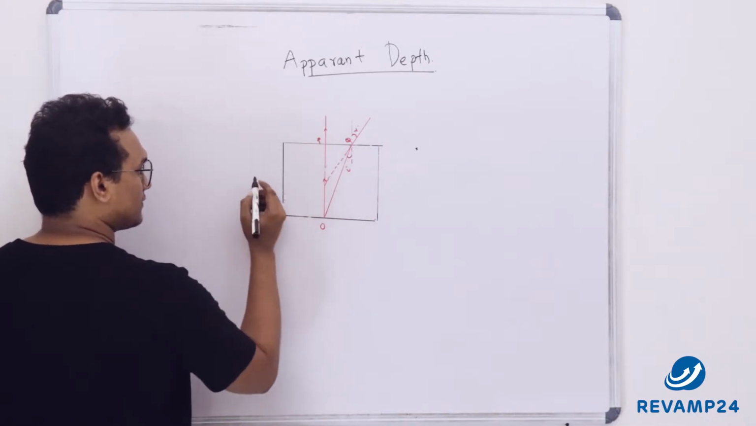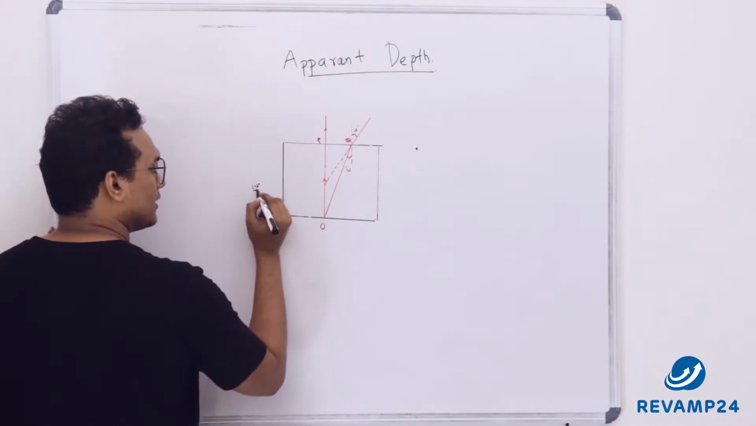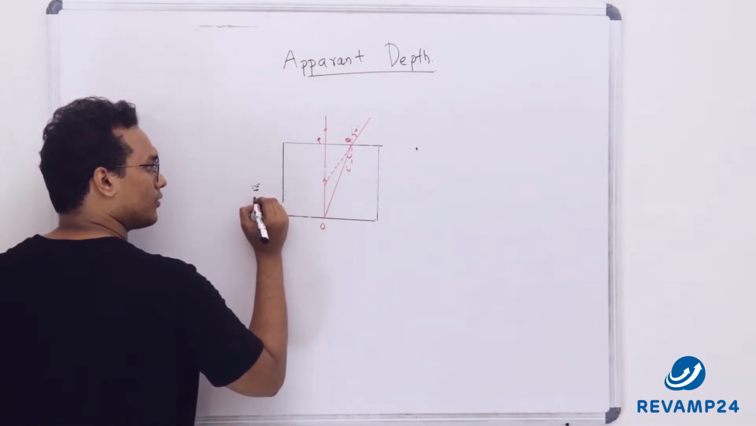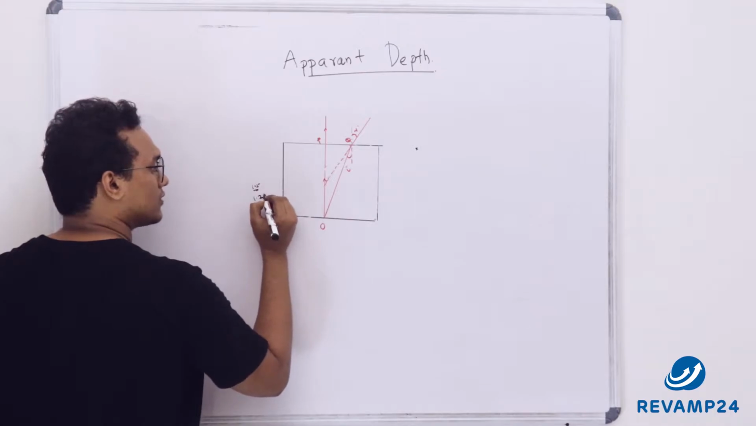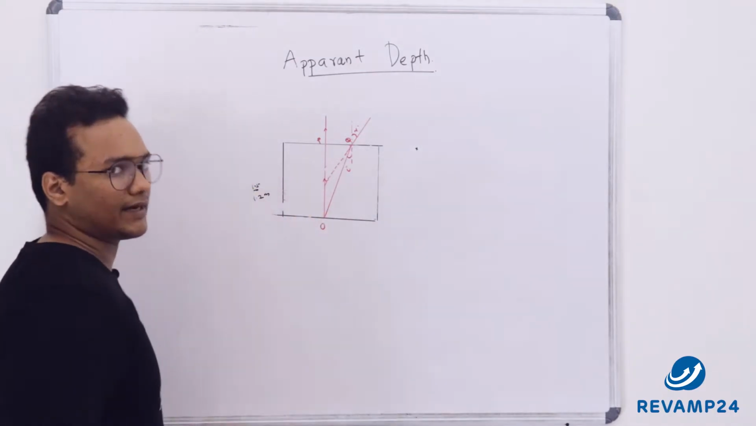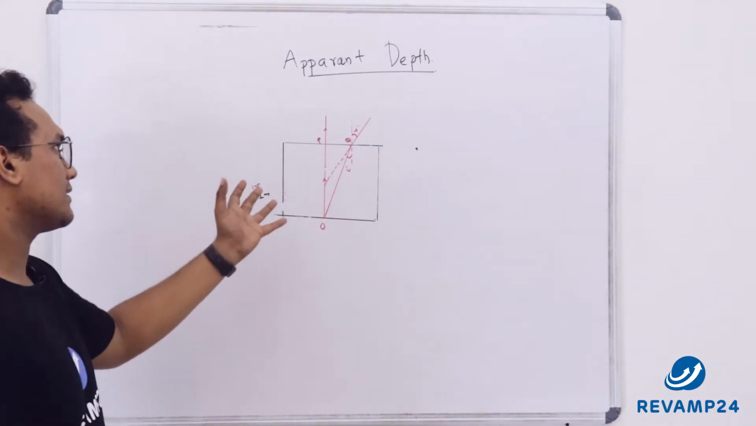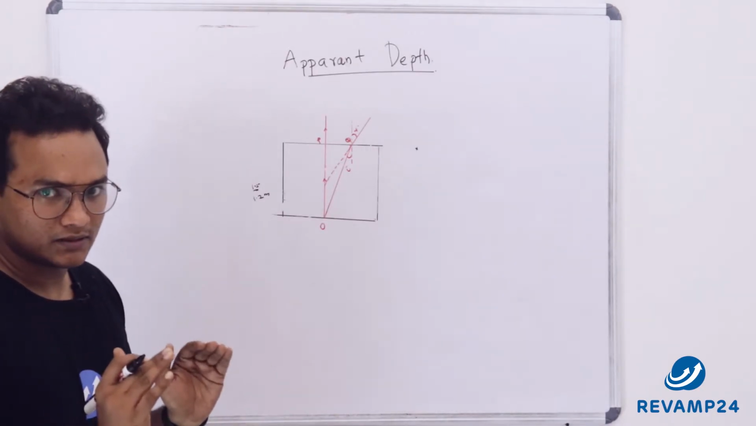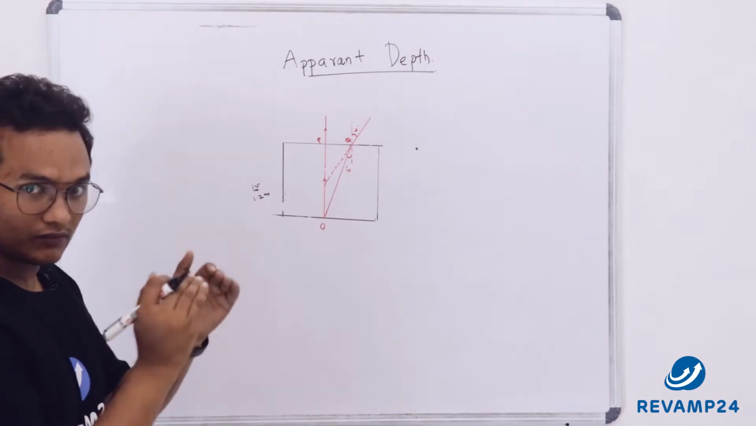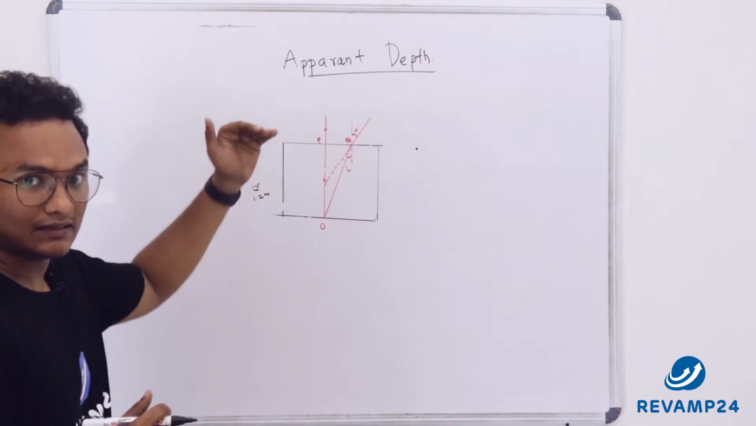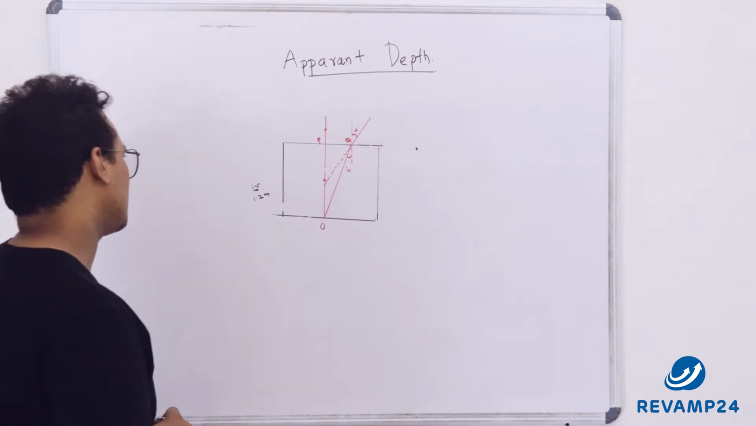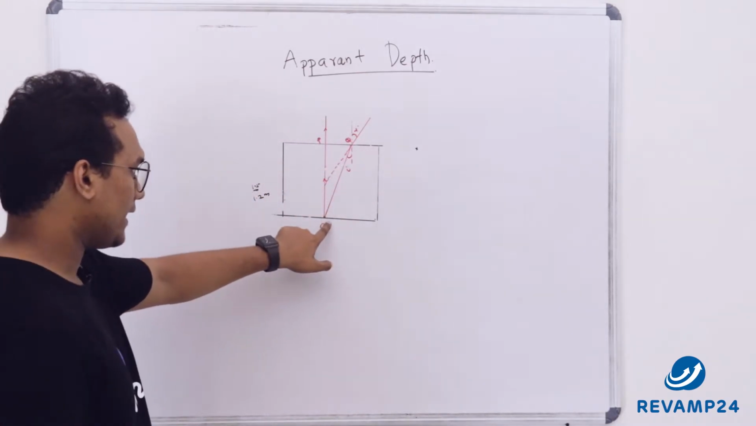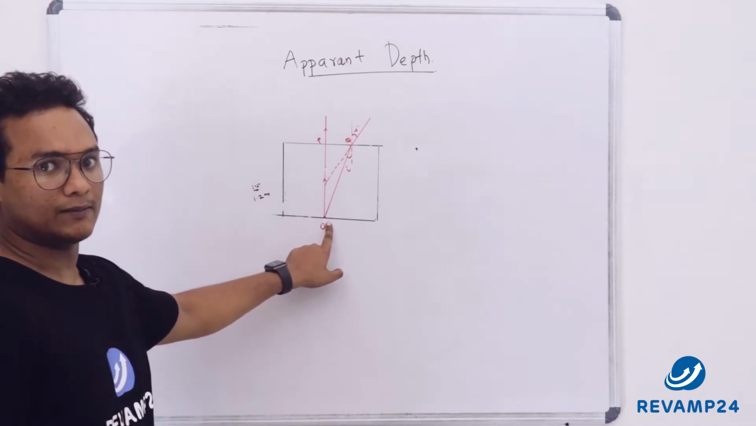If the total height of the tank is 1.5 meters, but when you see from the top, it appears to you like it has a length of 1.2 meters or less than that. Okay, now what is the reason for this apparent depth? Why are we seeing the depth as lesser as compared to the actual depth? The reason is, this is the point that gives us the inference about the depth.